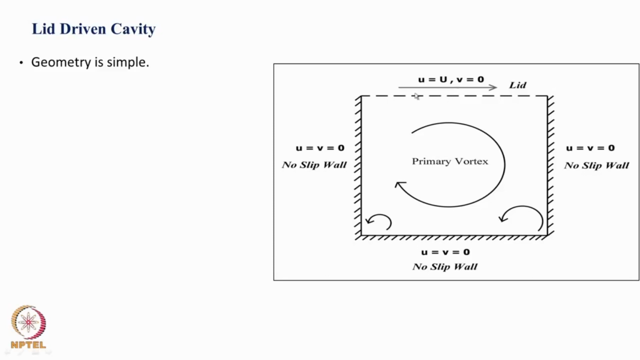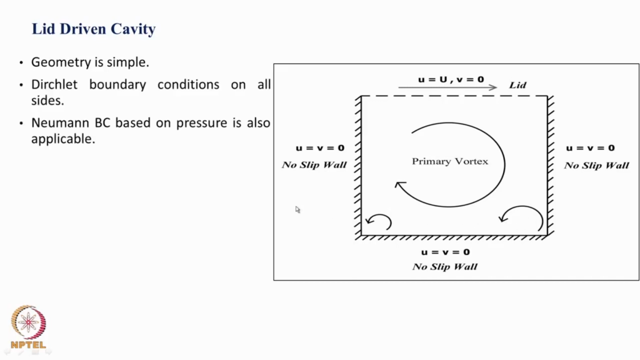Once you have this driving velocity imposed on one side of the problem, then you have a primary vortex formed at the center and you have a corner vortex formed at these 2 corners. You can have a Dirichlet type of boundary condition, that is specifying a particular value for the variable. This is what is known as a Dirichlet condition. This we explained in the week 1 or week 2 lecture.